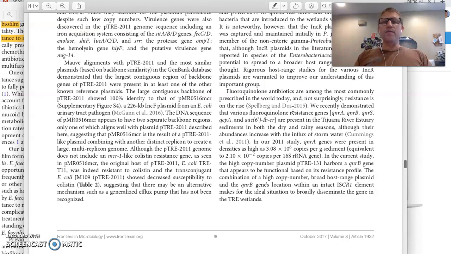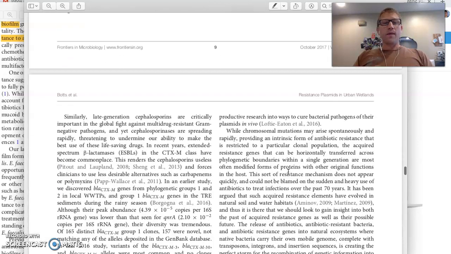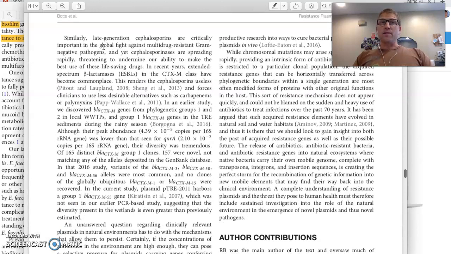Next paragraph, they start talking about fluoroquinolone antibiotics because they saw lots of fluoroquinolone resistance in the plasmids. What do we know about fluoroquinolones? And hey, look, we've already done a study on fluoroquinolone resistance in this same environment. So let's do a head-to-head comparison between our old study and this new study and see how our understanding is actually growing and improving. And then same thing, similarly, late generation cephalosporins.